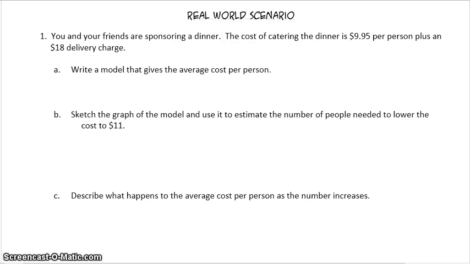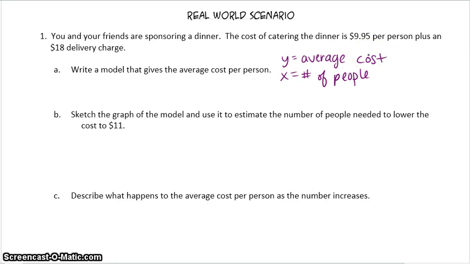So we're going to have two variables. I'll just use y and x. So y is going to be our average cost. And x, we have to say, well, what is our cost dependent on? Well, it's $9.95 per person. So our x is going to be the number of people. So how much it costs depends on how many people come.